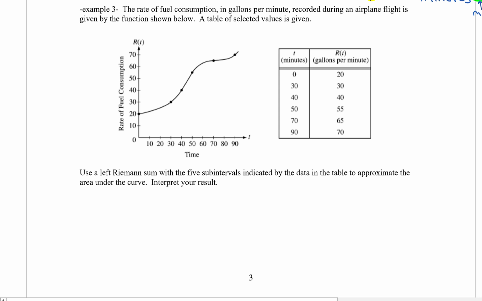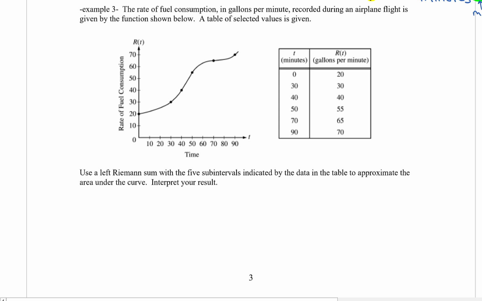So first for t in minutes, we have 0, 30, 40, 50, 70, 90. And for r of t, we have 20, 30, 40, 55, 65, 70. That means the ordered pairs shown in the graph are (0, 20), (30, 30), (40, 40), (50, 55), (70, 65), and (90, 70). And the ordered pairs are connected by the curve that represents the function r of t on the graph.